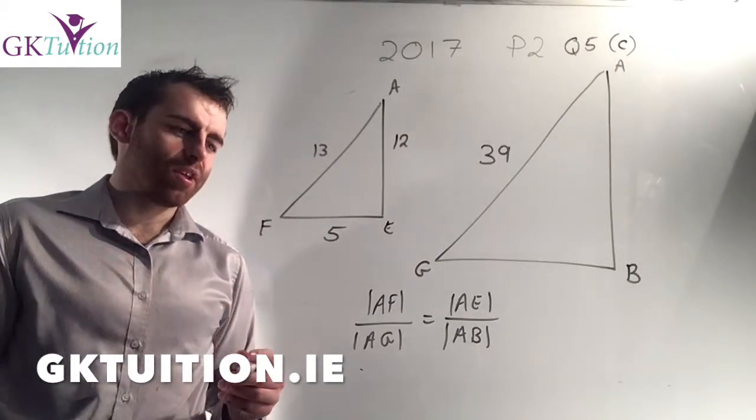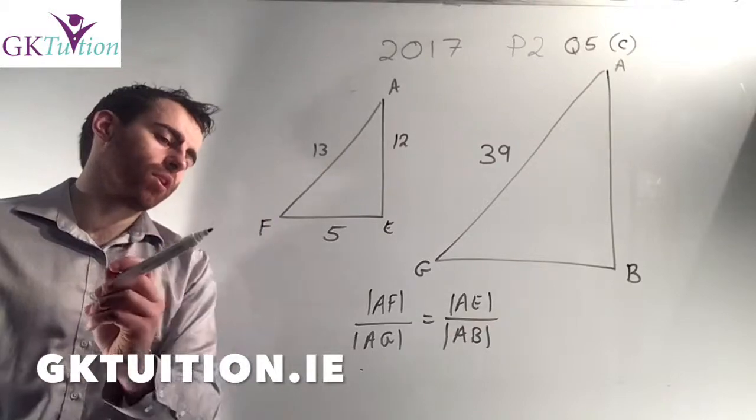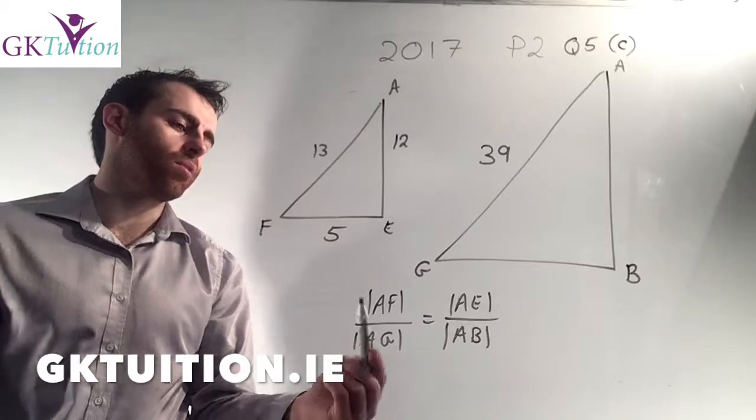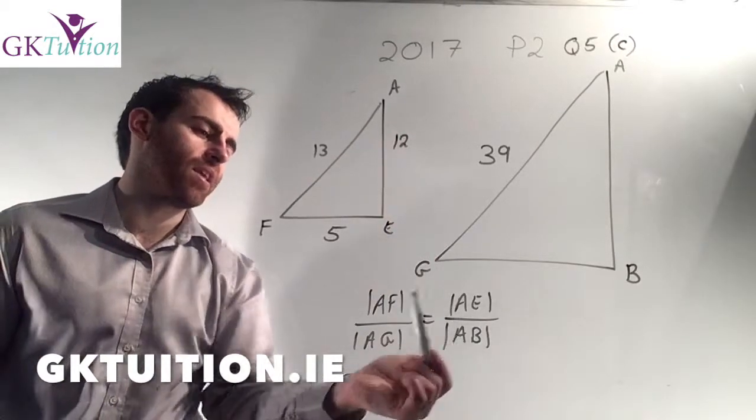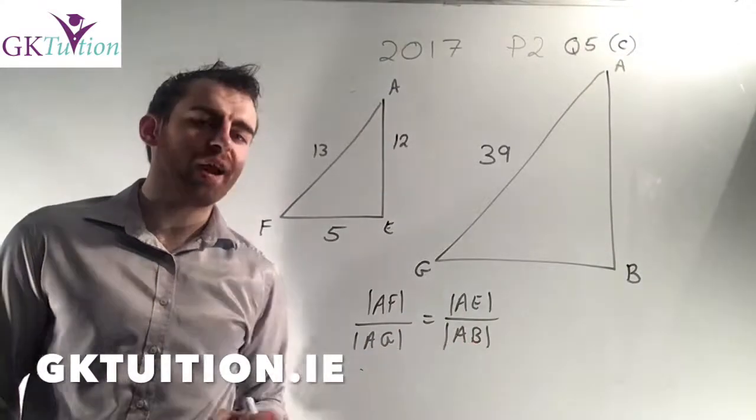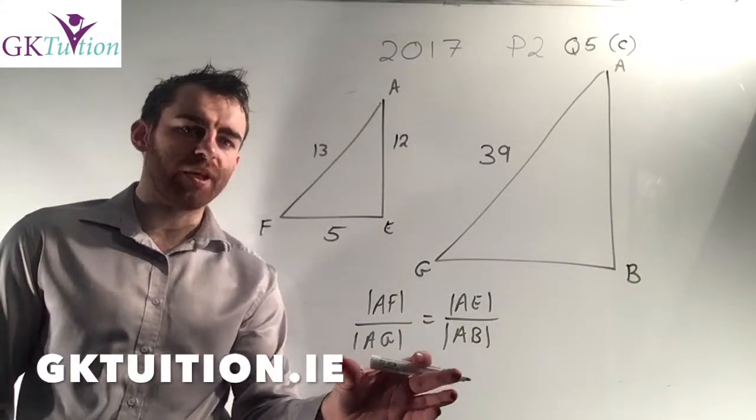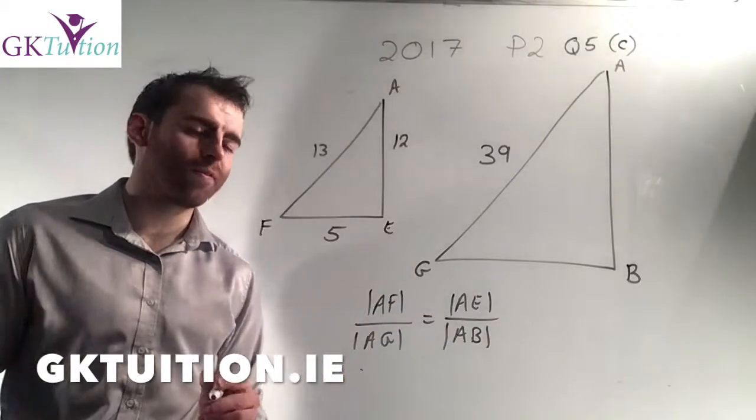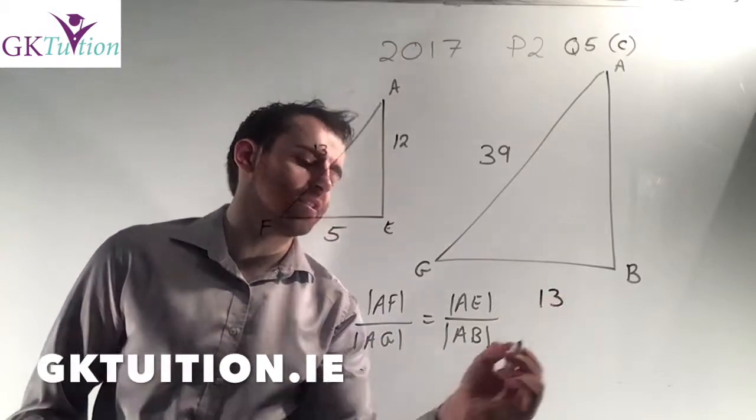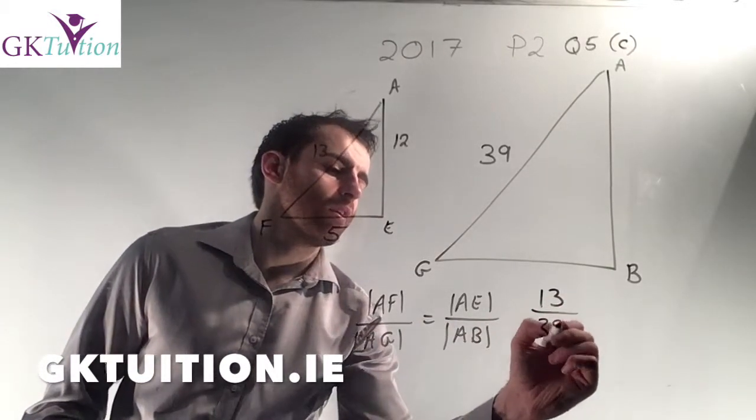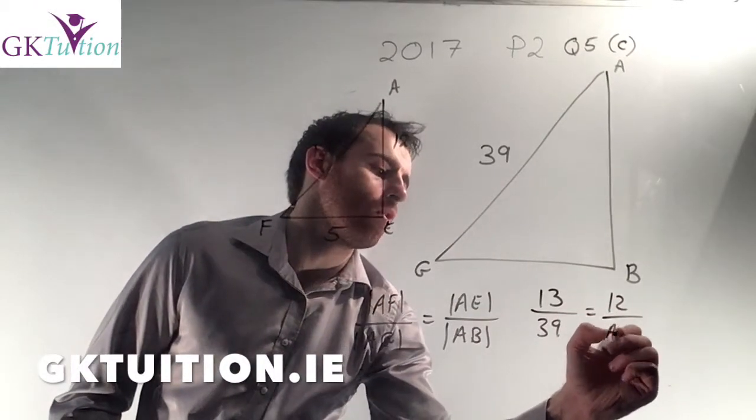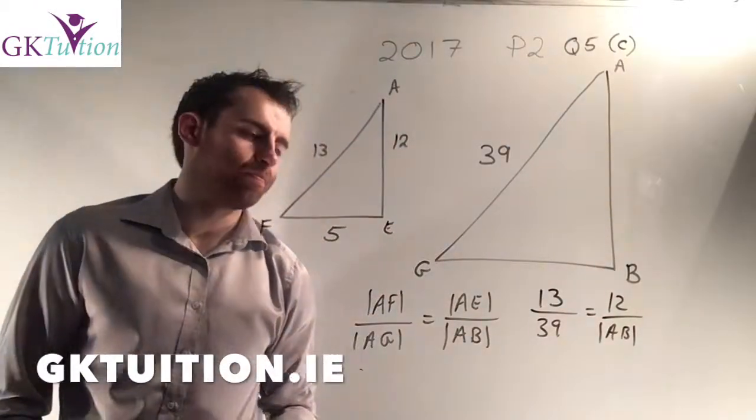If these triangles are similar, then clearly the hypotenuse of the one on the left, AF, over the hypotenuse of the one on the right, AG, is equal to the side of the one on the left, AE, over the side of the one on the right, AB. And the question is to find the value of AB. So if we just sub in here, we know all the other values, so we'll be able to find AB. AF, in this case, the hypotenuse of the one on the left, is 13 over 39, is equal to the side of the one on the left, 12, over the unknown that I'm trying to find, which is AB.